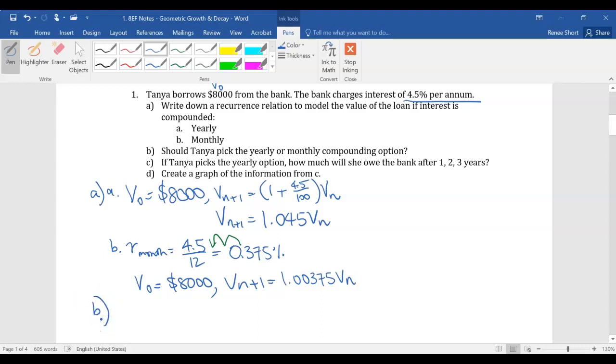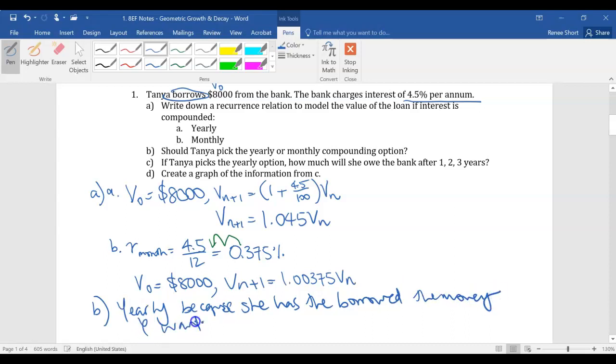So they are my 2 rules depending on compounding yearly or monthly. Now, part B says, should Tanya pick the yearly or monthly compounding option? Remember here with interest, she is borrowing money from the bank. So she wants to pay as little interest as possible, which means in this case, she should pick the yearly compounding option, because then her interest is only compounding at the end of the year. But if she was picking the monthly option, then every single month a little bit of interest gets added on, and then the next month gets calculated plus that little bit extra. That would be really great if she was saving money, but if she's borrowing money, she wants to take the yearly option. So we're going to say yearly because she has borrowed the money and wants less compounds.